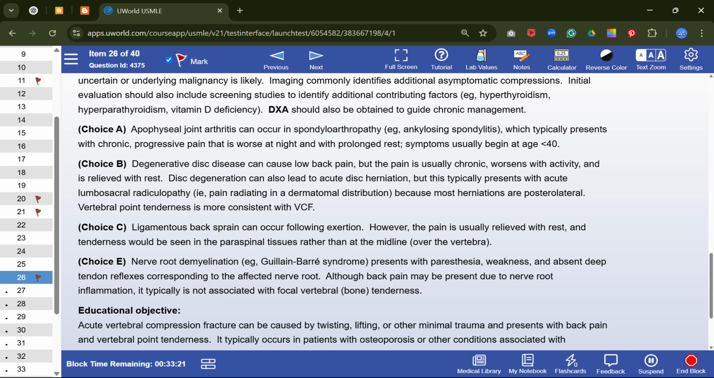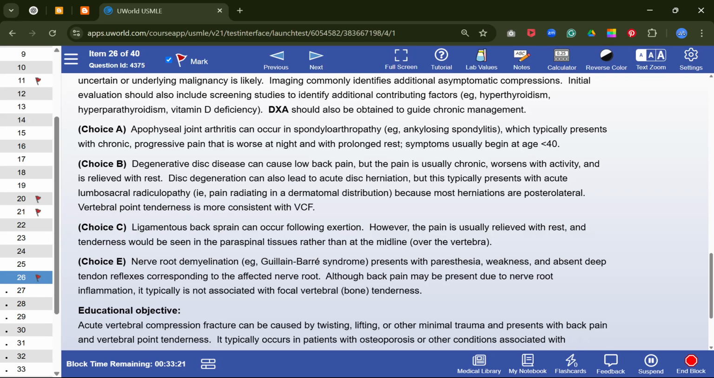Apophyseal joint arthritis can occur in spondyloarthropathy, such as ankylosing spondylitis, which typically presents with chronic progressive pain that is worse at night and with prolonged rest. Symptoms usually begin at age less than 40. Degenerative disc disease can cause low back pain, but the pain is usually chronic, worsens with activity, and is relieved with rest.